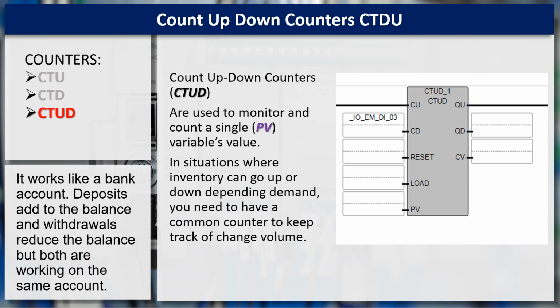Count up down counters are used to monitor and count a single process variable value. In situations where inventory can go up or down depending on demand, you need to have a common counter to keep track of the change of volume. This instruction works like a bank account. Deposits add to the balance and withdrawals reduce the balance, but both are working on the same account.